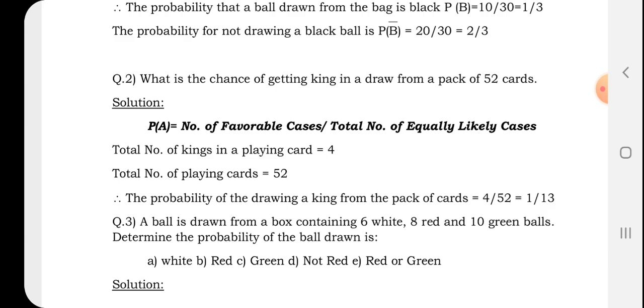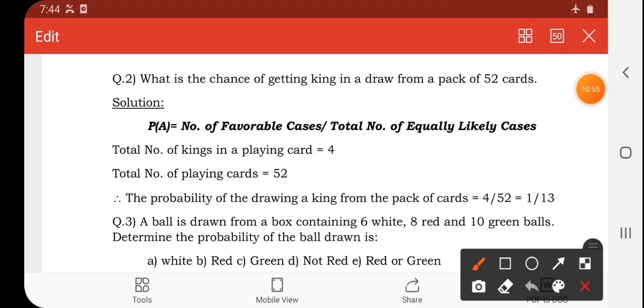Next is, what is the chance of getting a king in a draw from a pack of 52 cards? You may be having an idea regarding cards, right? There are 52 cards. In that 52 cards, there are 4 sets. 1, 2, 3, 4 sets.